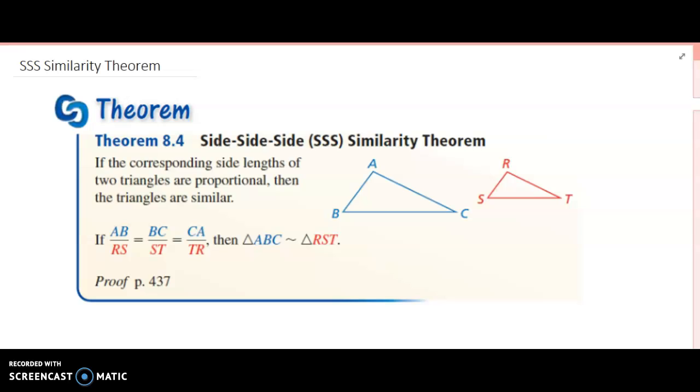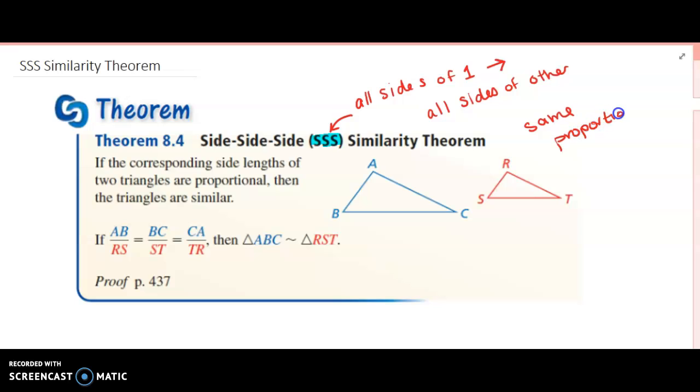All right, so this theorem here, guys, we've already used this. We just didn't have a name for it. It's the side-side-side similarity theorem. And all it says is that if all sides of one triangle are proportionate to all three sides of the other, if they have the same proportion, then by the side-side-side similarity theorem, that means they are similar.